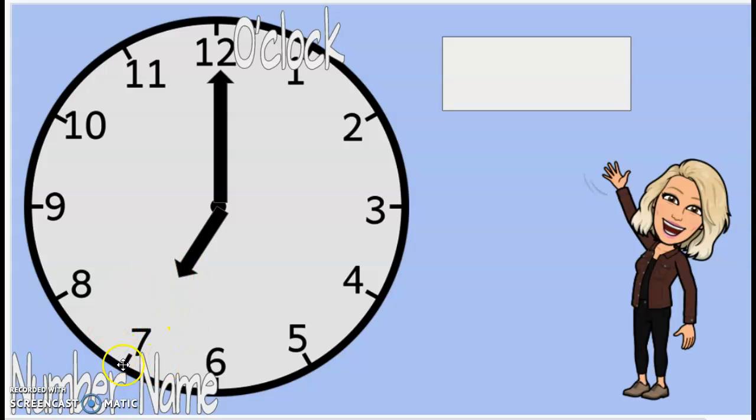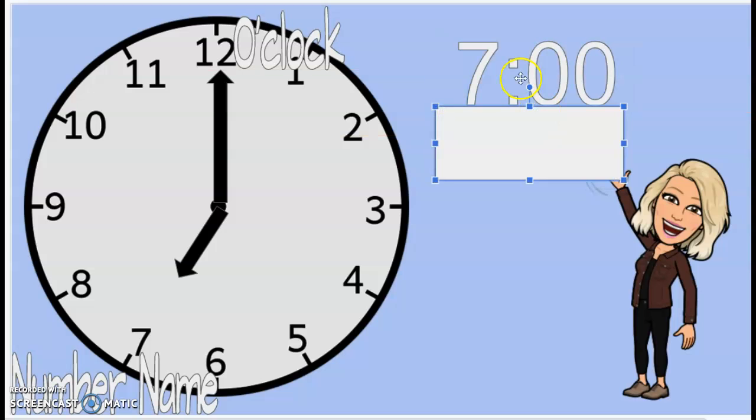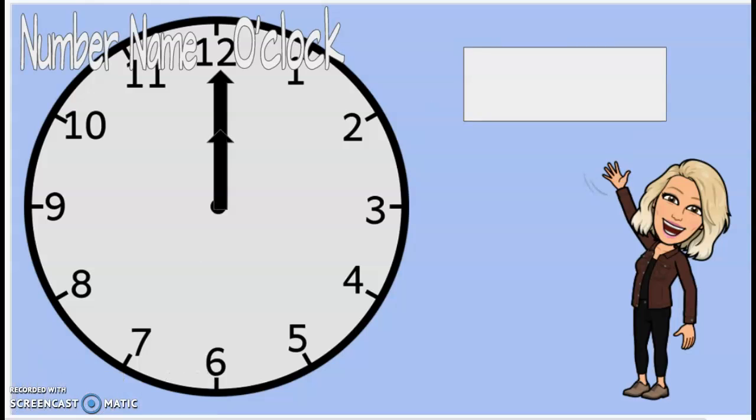Let's look at another one. Ooh, this one's pointing at the number 7. And then look, the long hand's still pointing at the 12, so it's going to say o'clock. 7 o'clock. Let's check and see if we're right. Yes, 7 o'clock. This is what 7 o'clock looks like.